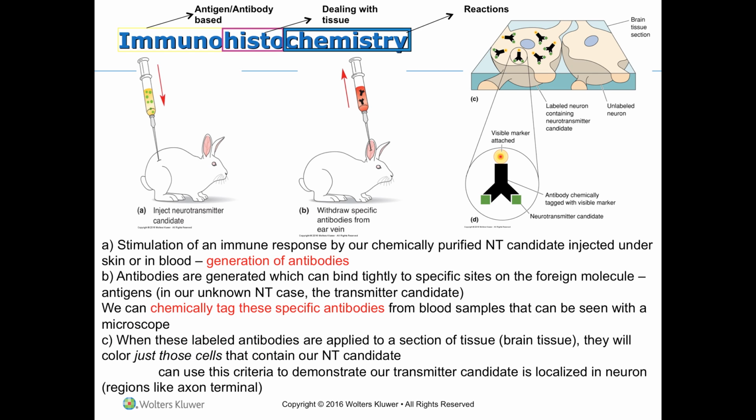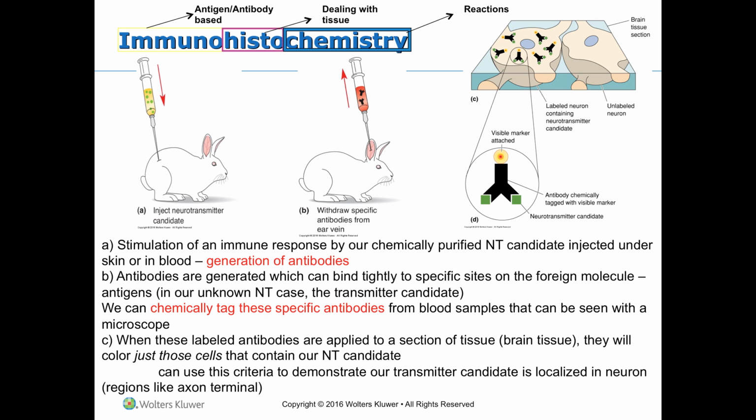So in immunohistochemistry, if you break it down, it just simply means antigen or antibody based, so based on the immune response. Histo is dealing with tissue, so remember histology is the microscopic study of tissue, and then chemistry, looking at reactions. So stimulation of an immune response by a chemically purified neurotransmitter candidate can be injected under the skin or in the blood in a different species, which creates antibodies against that. Antibodies are then generated, which can then bind tightly to specific sites on the foreign molecule, known as antigens. So in our unknown neurotransmitter, it can bind to the transmitter candidate.